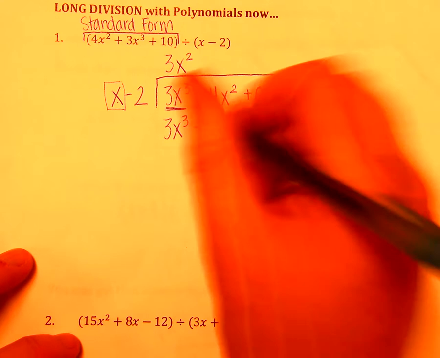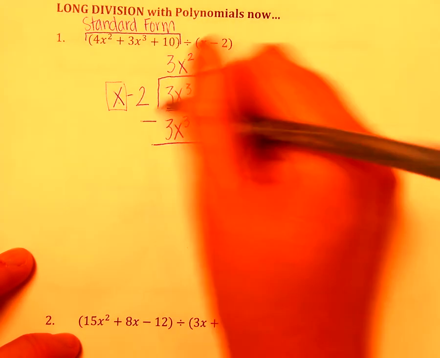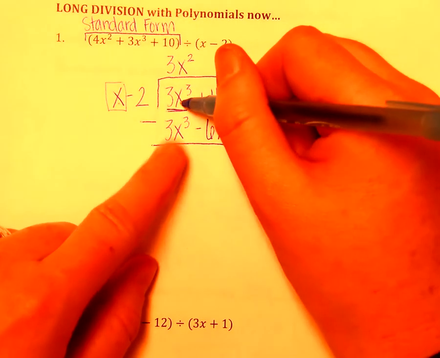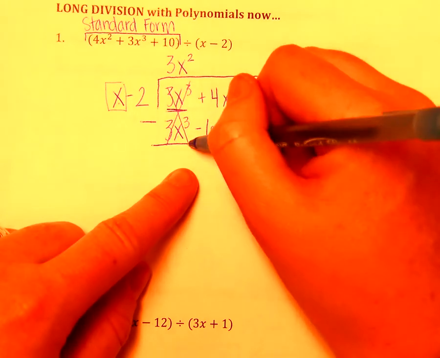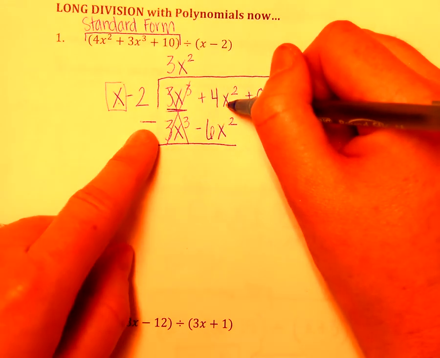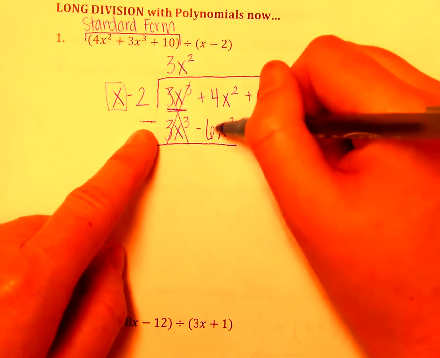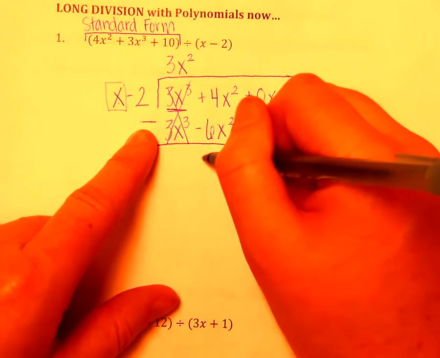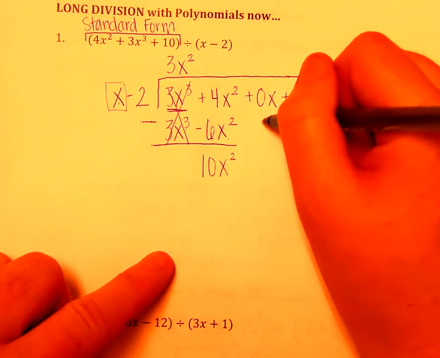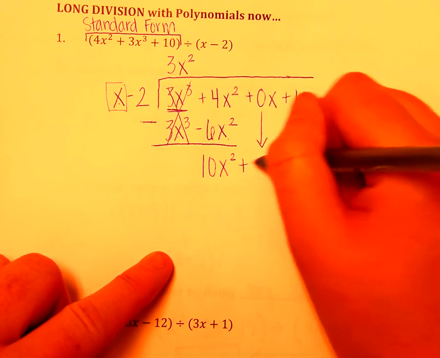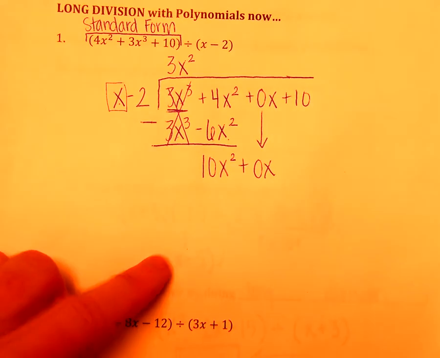And as soon as you do that, draw your line and subtract. Like I said in the last problem, these first two should cancel. 3x cubed minus another 3x cubed, that cancels out. 4x squared minus negative 6x squared, that's 4 plus 6, so 10x squareds. Then you drop your next piece down. So plus 0x is coming down. And I do the same thing again.